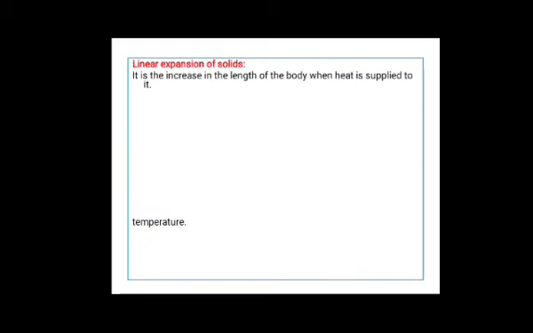Let us take first linear expansion of solids. Linear means length. So when heat is supplied, there must be an increase in the length of the body. Then it is called linear expansion. So what is linear expansion? It is the increase in the length of the body when heat is supplied to it. Then how to calculate the increase in length? We can get one expression, that is, the coefficient of linear expansion.